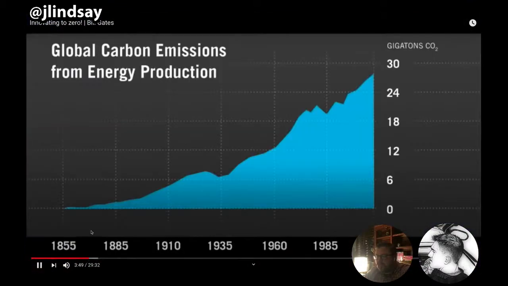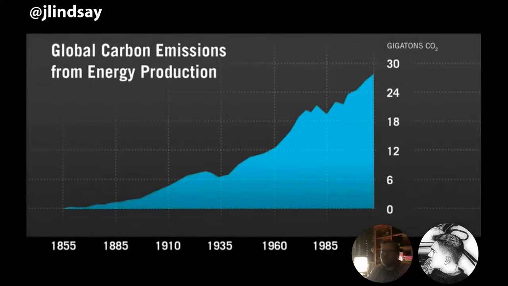So, I mean, basically he's talking about global carbon emissions from energy production, and this is where he comes up with this famous equation that leads people to believe that he's using global warming as an excuse for population control.